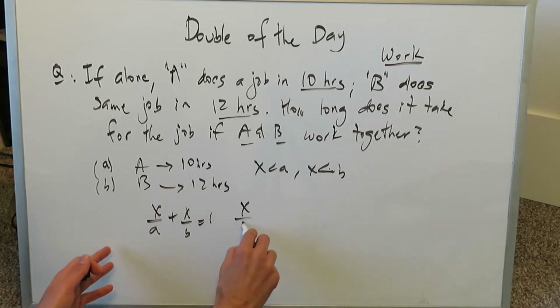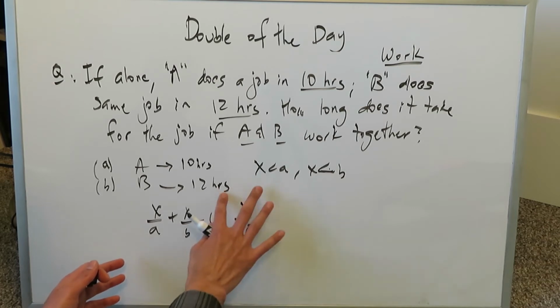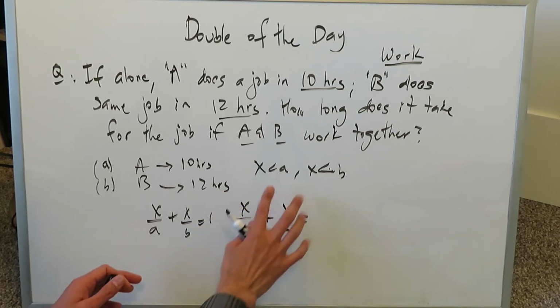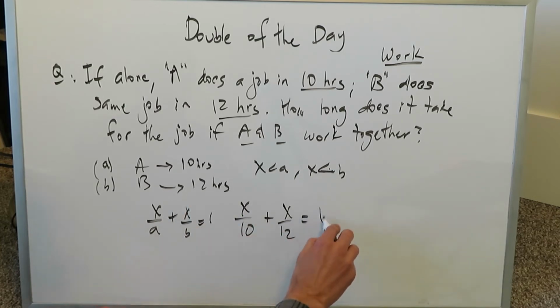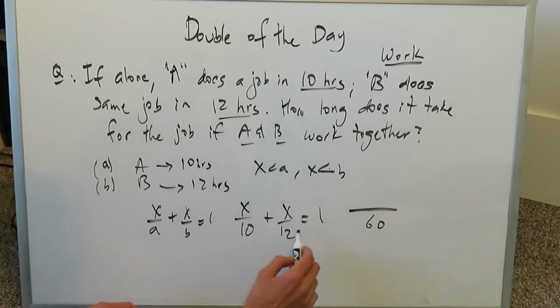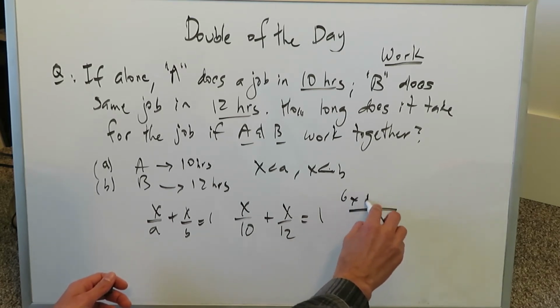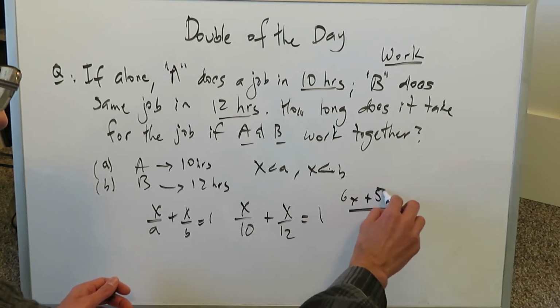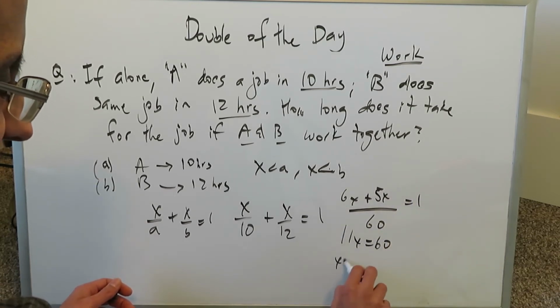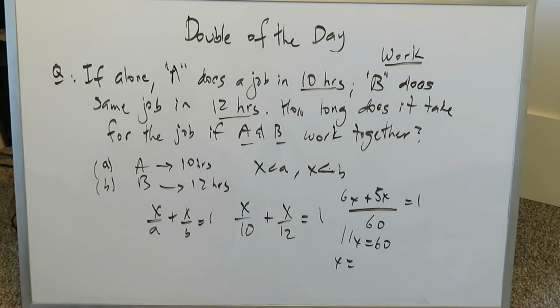I have X over 10, the fraction of the work contributed by person A, plus X over 12, the amount of contribution done by person B, is equal to 1. You can do a common denominator, 10 and 12, 60. They both go in there. 6x, 12 goes in 60 five times, 5x is equal to 1. You'll have 11x is equal to 60, and then x is equal to, we can present a decimal answer, 60 divided by 11, 5.45 hours.